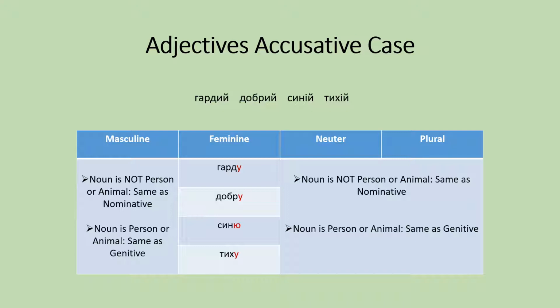Next, we will look at the feminine nouns, adjectives in the accusative case. Hardo. Dobro. Synjo. Tycho.